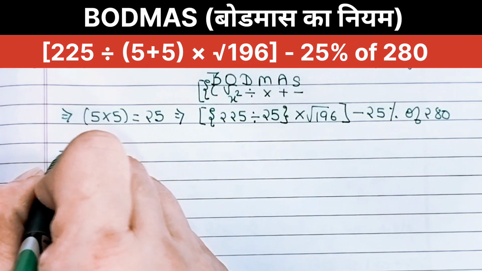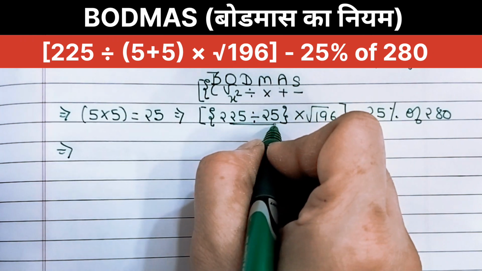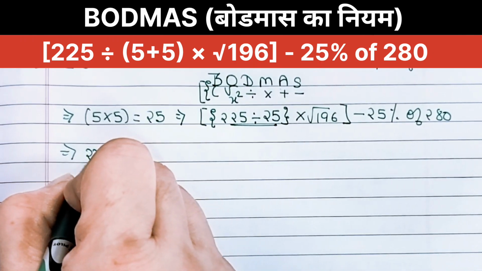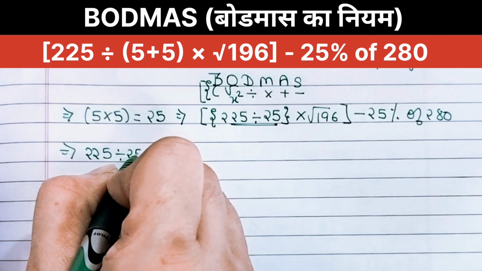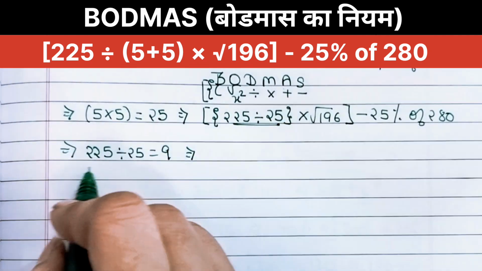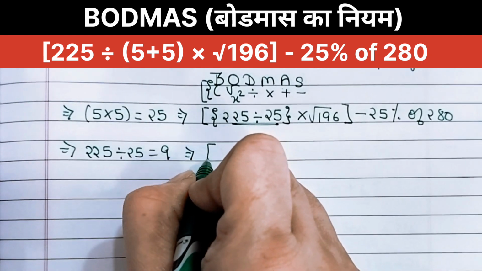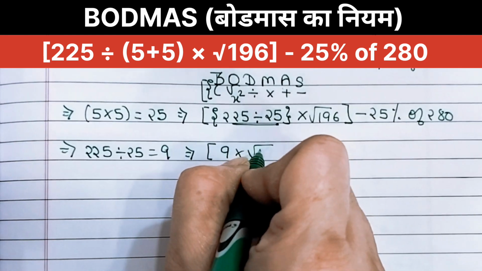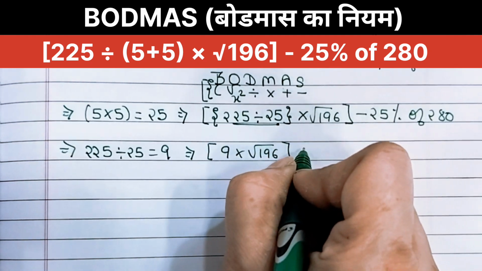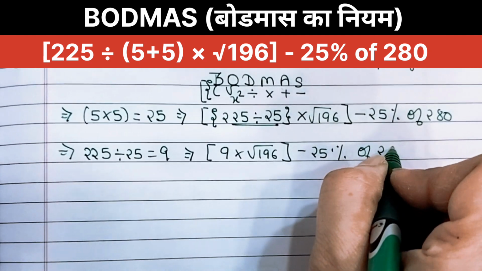Now move to the next step. According to the next step, we solve curly braces. In curly braces, first we divide the values, and we'll get 9 as a result. According to this step, move outward to the next set of brackets, and now the current expression becomes 9 multiplied by root 196 square bracket, minus 25% of 280.